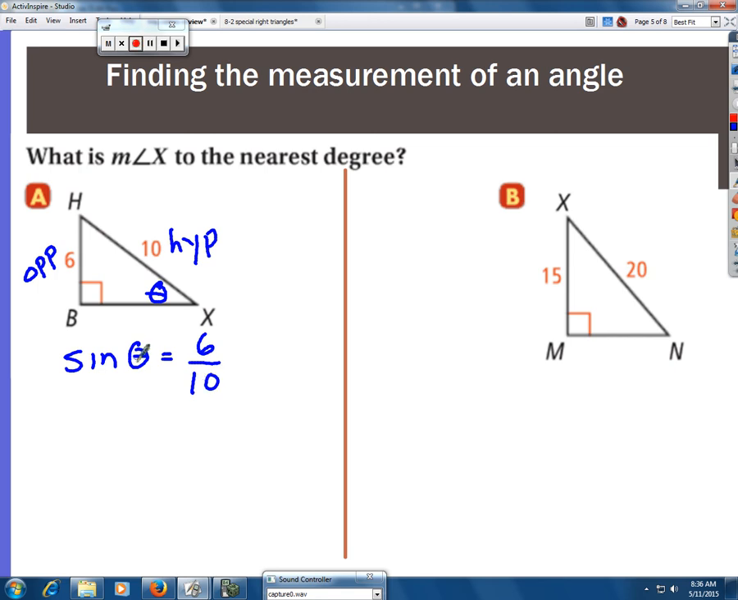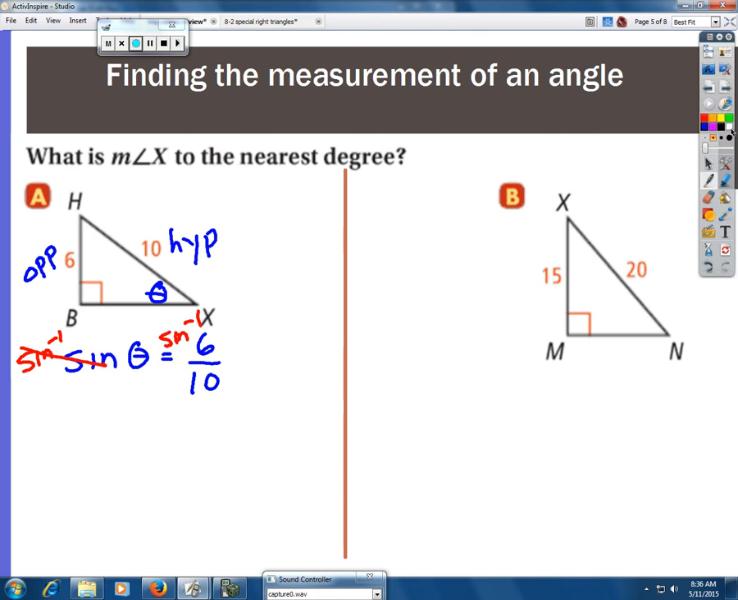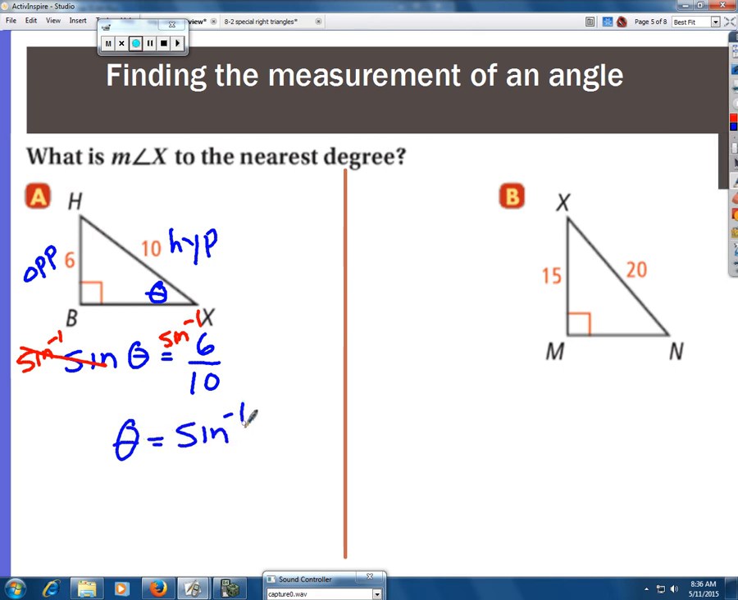Now, how do I get that? Well, we have what we call an inverse sine, which, remember a radical, if I square a radical, it's the inverse of it, it undoes it. Same thing here, sine, inverse sine. These two things cancel out, and I'm left with just theta on that side. So I have theta equals inverse sine of 6 over 10.